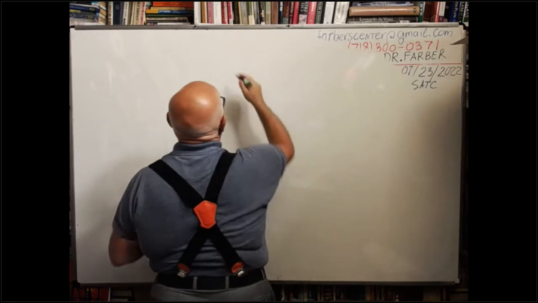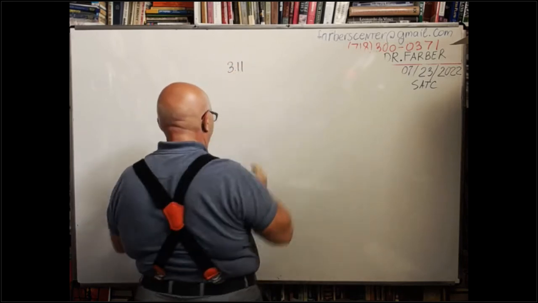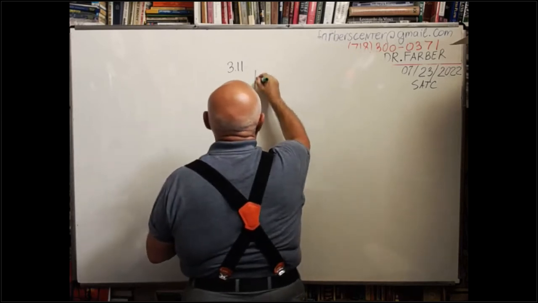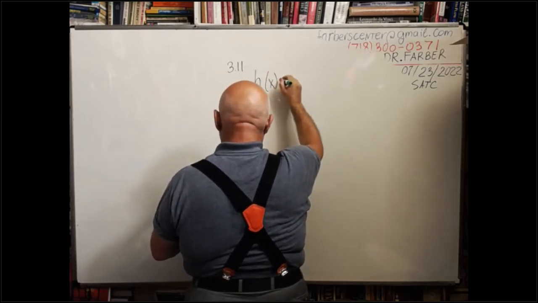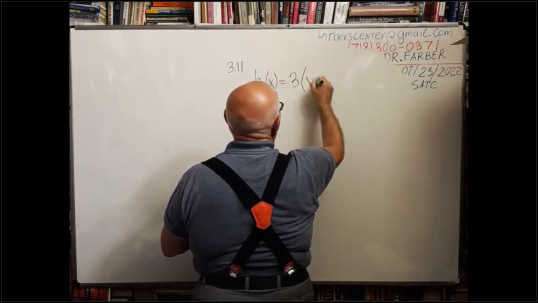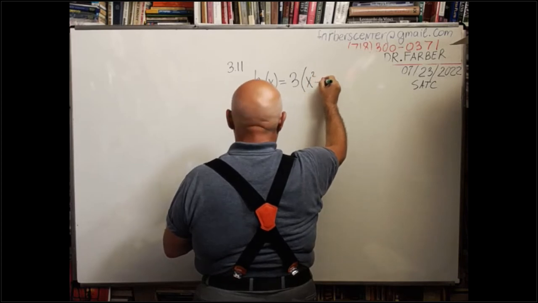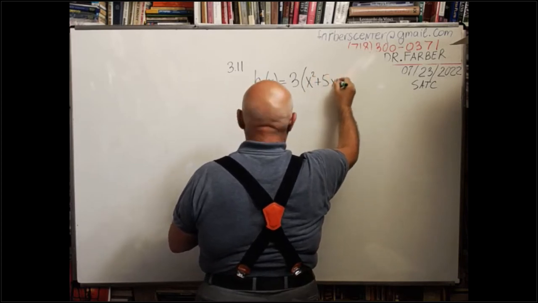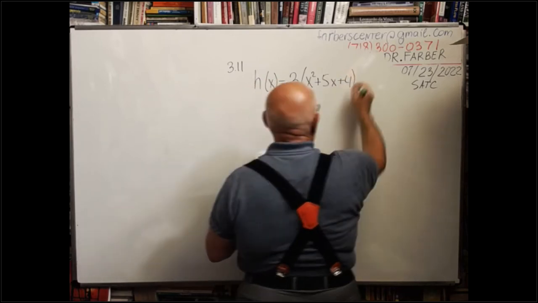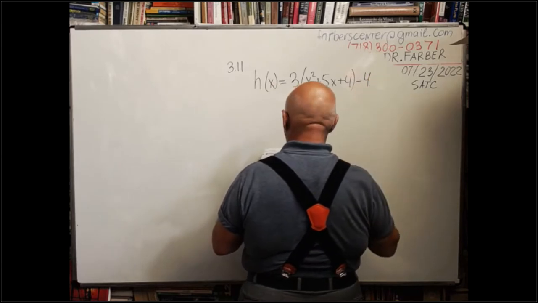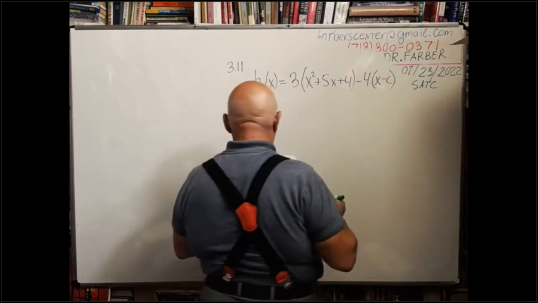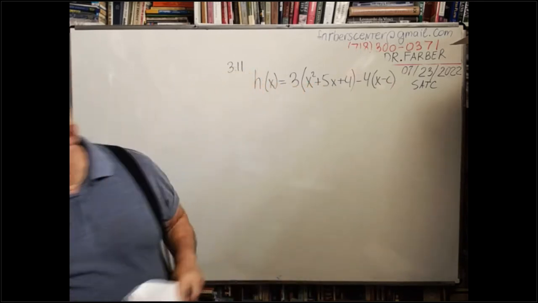In 3-11, we have h of x equals 3, open parenthesis, x squared plus 5x plus 4, minus 4 times x minus c. Okay. Pause me this question.